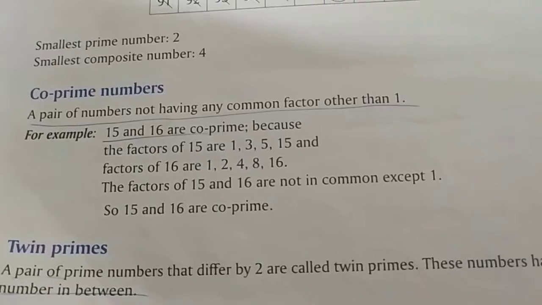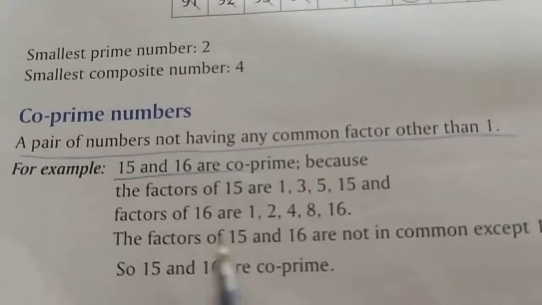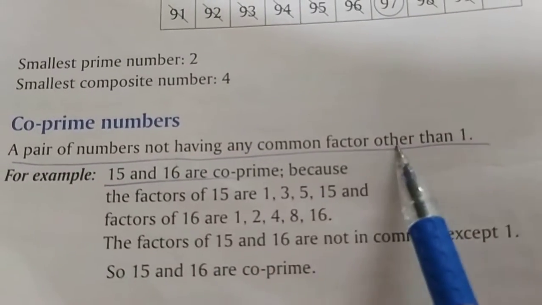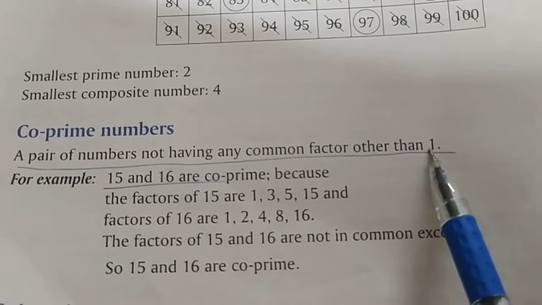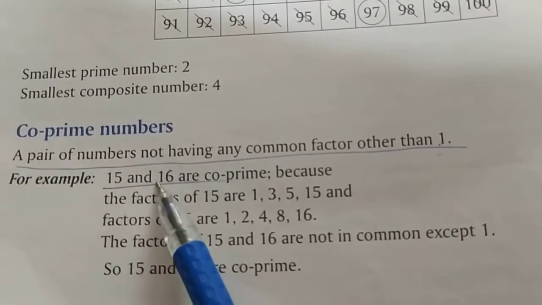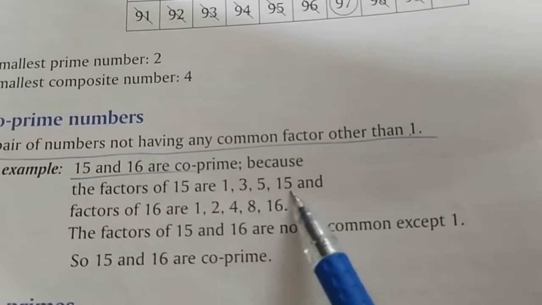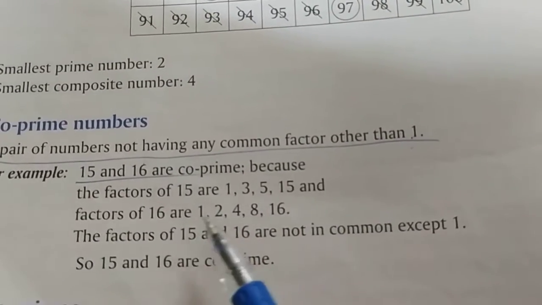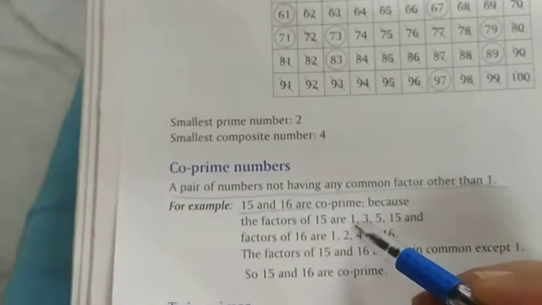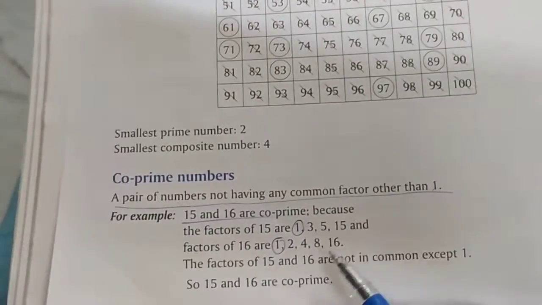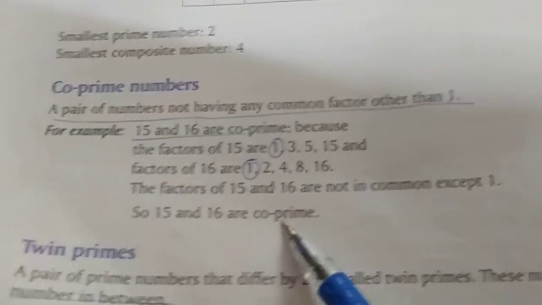These are composite numbers. Now we will study about co-prime numbers. A pair of numbers not having any common factor other than 1. It means the numbers which have only one common factor, that is 1. For example, 15 and 16 are co-prime because the factors of 15 are 1, 3, 5 and 15. And what are the factors of 16? 1, 2, 4, 8 and 16. So what is the common factor here? The common factor is only 1. If two numbers have only one common factor, that is 1, they are called co-prime.